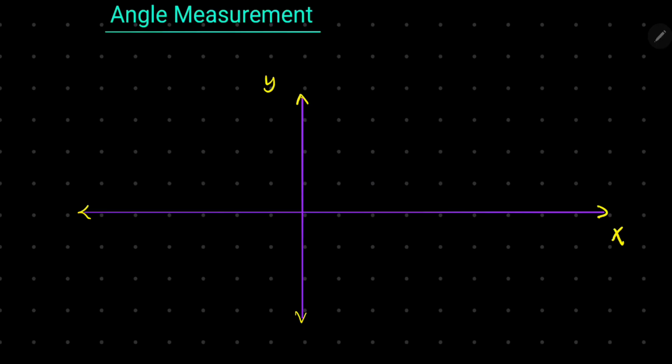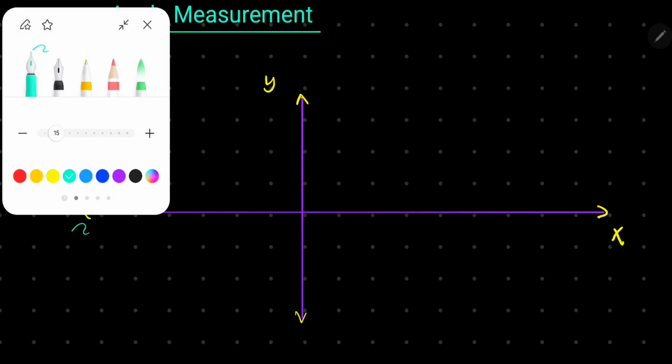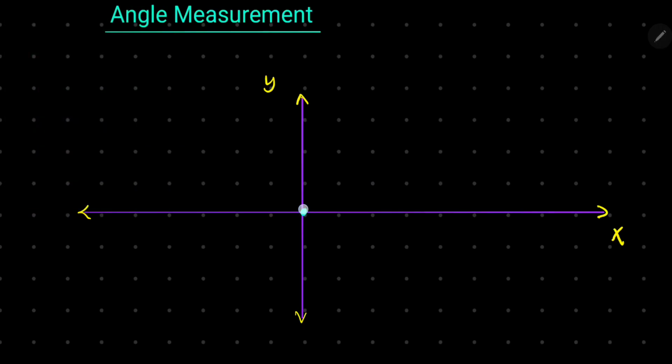So what is the rule, and how do we measure an angle whenever we say that the angle is 30 degree, 45 degree or whatever? Let's try to understand the conventional way. You have to understand that this one is the origin, and draw a line from the origin towards the positive x-axis like this. This is your reference line.